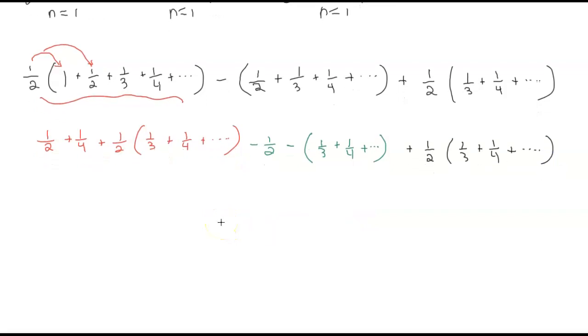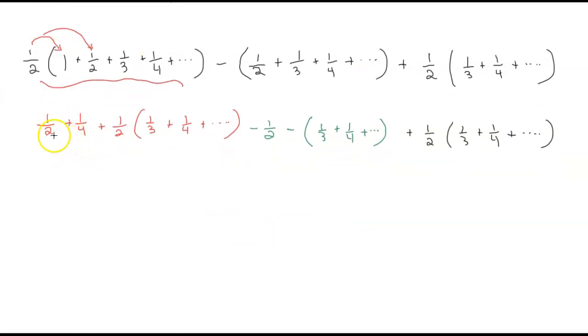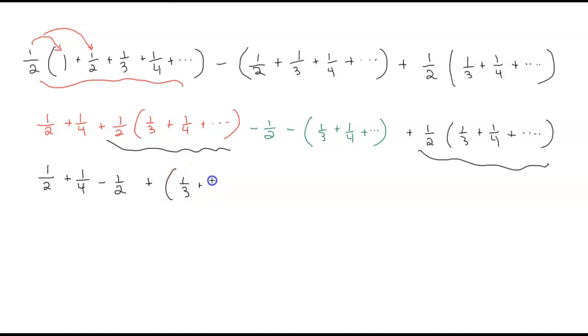So now what I want to do is, first of all, combine this whole sum and this whole sum, because it's the same thing. It's 1/2 of this plus 1/2 of this, so that makes 1 whole of that, right? So really we have 1/2 plus 1/4, and there's a minus 1/2 here, minus 1/2. And then it's going to be plus 1/3 plus 1/4 plus and so on. And then minus 1/3 plus 1/4 plus and so on, right?